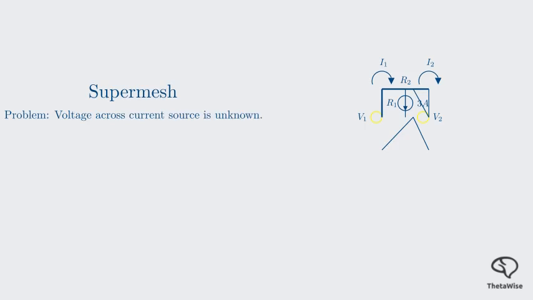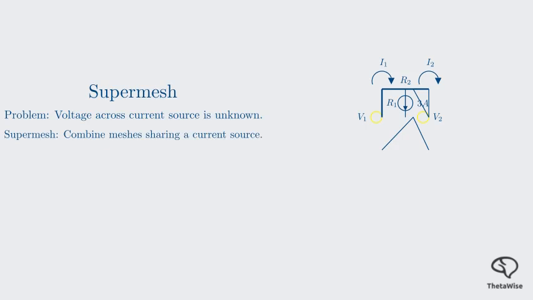There's a special case in the mesh current method called a supermesh. A supermesh is created when a current source is located on the boundary between two meshes. Let's look at this circuit. We have two meshes, but between them is a current source. Let's say 3 amps. This current source creates a problem for our standard KVL equation because the voltage across a current source is unknown. To solve this, we create a supermesh.